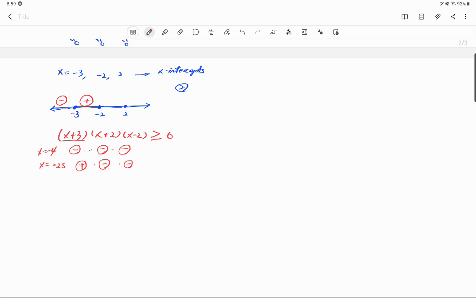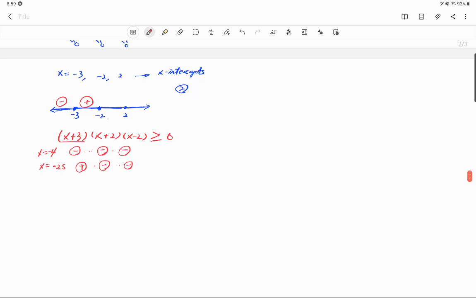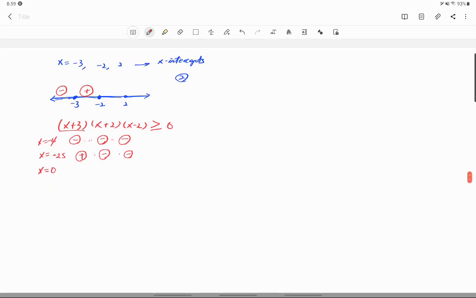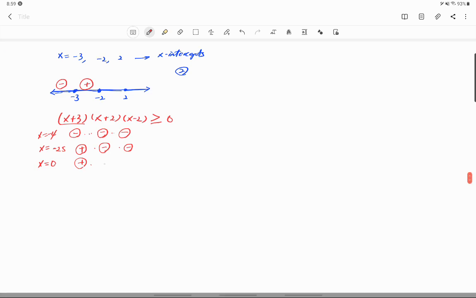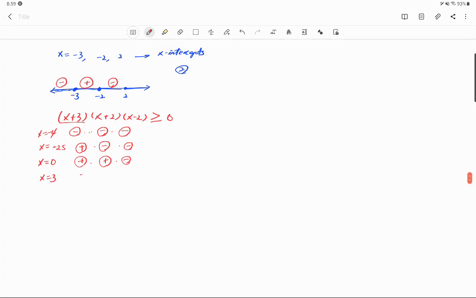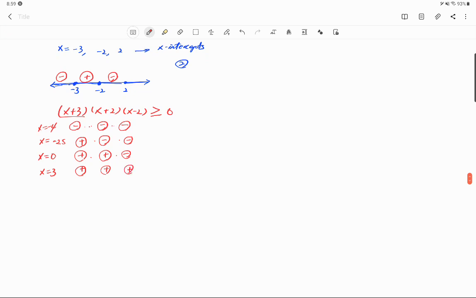Okay, and then if x is between negative 2 and 2, let's use x equals 0. Then 0 plus 3 is positive, 0 plus 2 is positive, 0 minus 2 is negative. So multiplying these 3 signs will be negative. Let's try one more. x is greater than 2, so let's use x equals 3. Then 3 plus 3 is positive, 3 plus 2 is positive, and 3 minus 2 is also positive. So the product of these 3 positive numbers is positive.